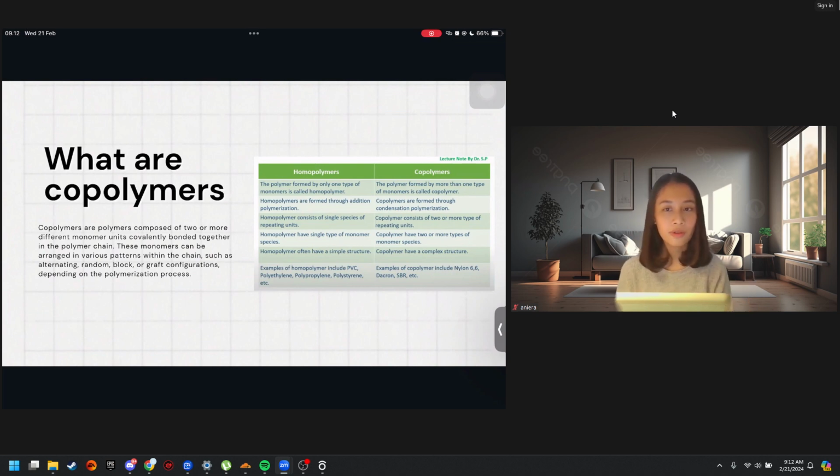Homopolymers are polymers formed by only one type of monomer, and copolymers are formed from more than one type of monomer. Homopolymers form through addition polymerization, and copolymers are formed through condensation polymerization. Here you can see homopolymers consist of a single species, while copolymers consist of two or more types of repeating units. Homopolymers have a single type of monomer, and copolymers have two or more types of monomer. Homopolymers often have a simple structure, while copolymers have a complex structure.